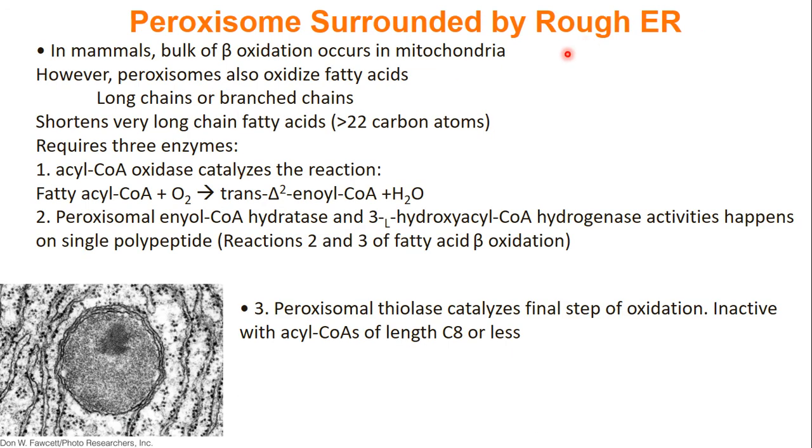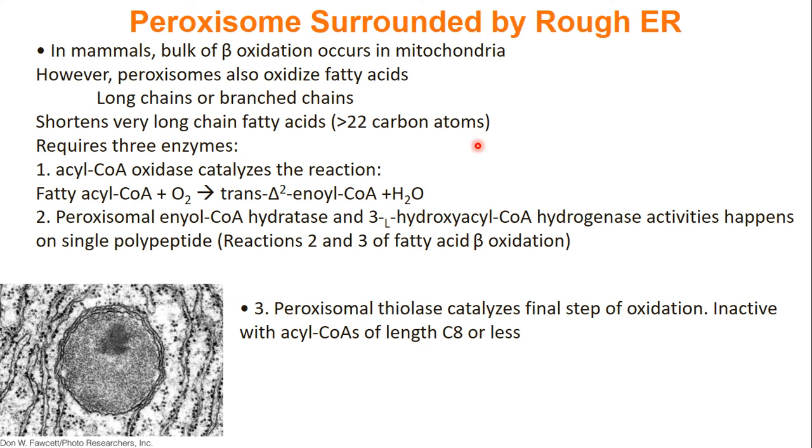Now, we've been talking about beta oxidation. I said at the very beginning this happens in the mitochondria. However, some of this can also happen in peroxisomes for mammals. And peroxisomes will handle our long chain or branched fatty acids. What peroxisomes will do is that they will shorten their very long chain fatty acid. So if we have a fatty acid greater than 22, peroxisomes will help take care of that. We do that via 3 enzymes.